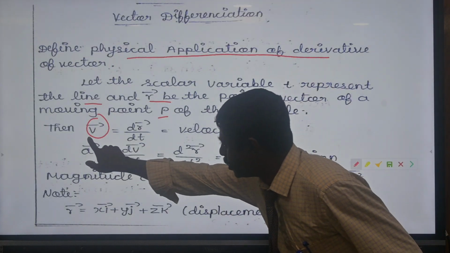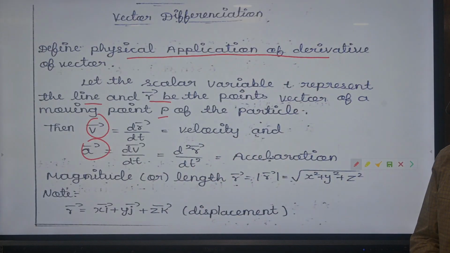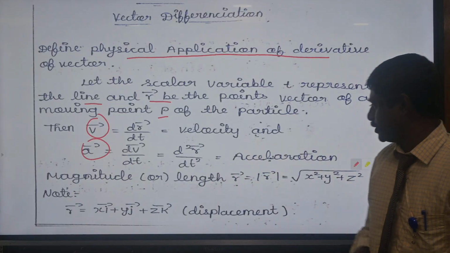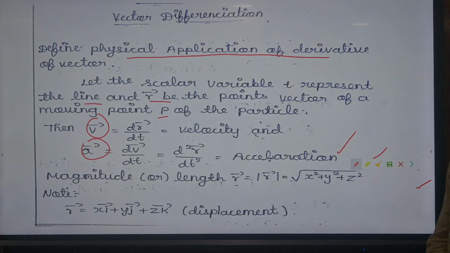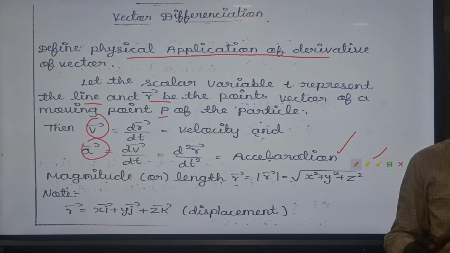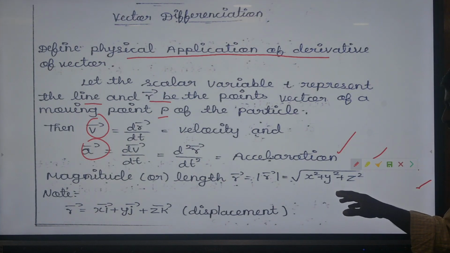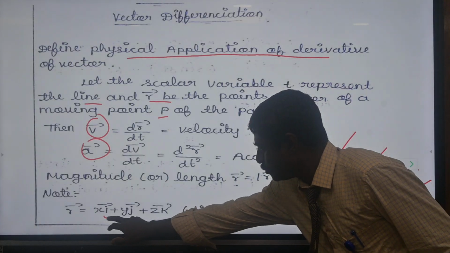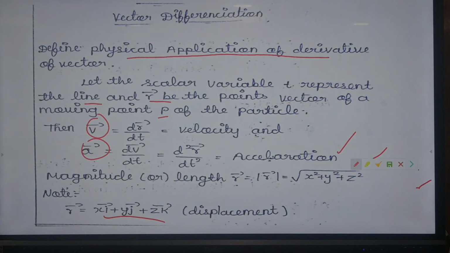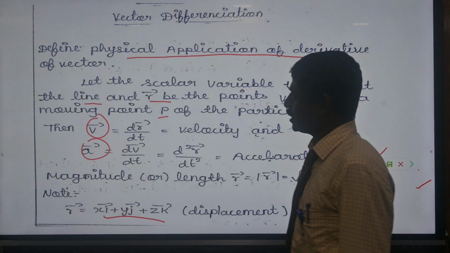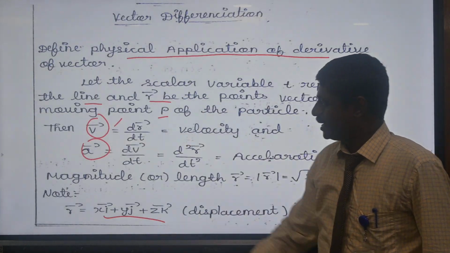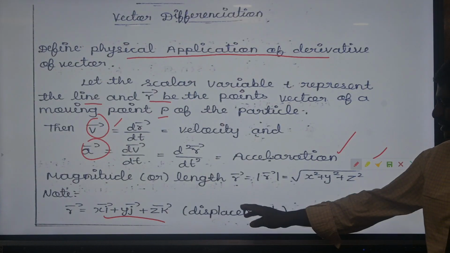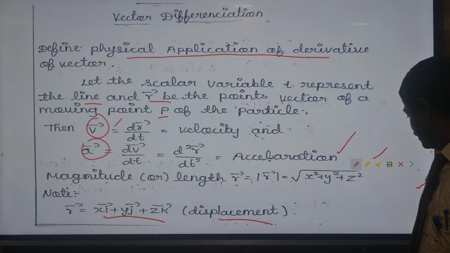When you differentiate velocity, we get acceleration, which is equal to d square r by dt square. The magnitude, otherwise called the length of the r vector, is the square root of x square plus y square plus z square. So this is a position vector, x i vector plus y j vector plus z k vector. So this is the basic: first velocity, then acceleration, and the r vector, x i plus y j plus z k, is the displacement. This is important notation.